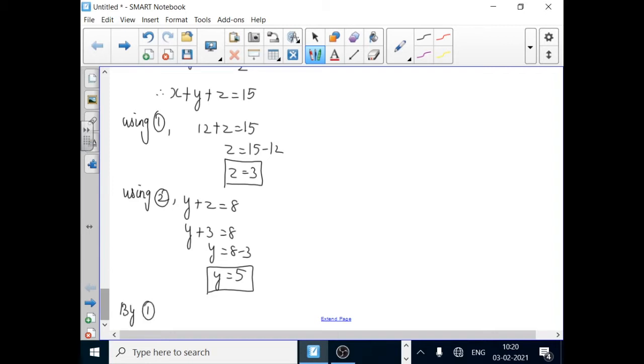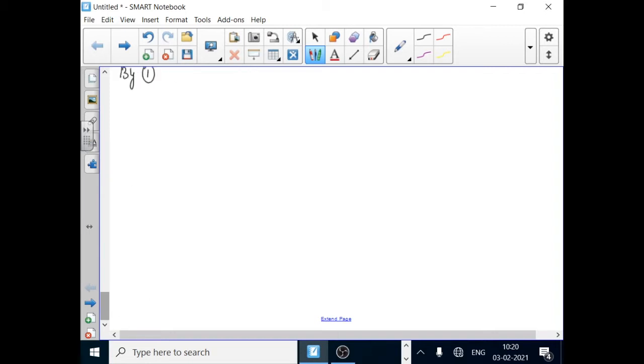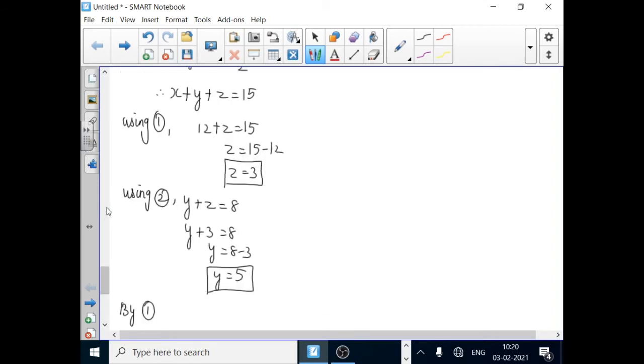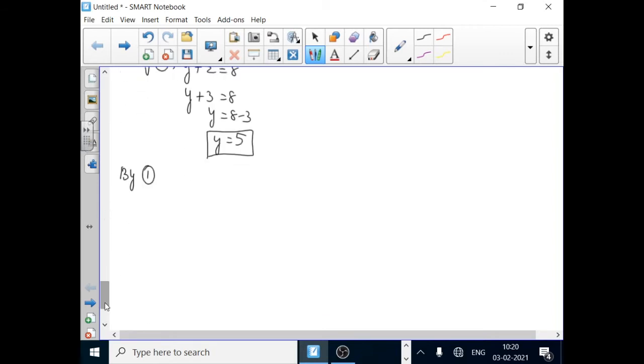X plus y equal to 12, by 1. X plus y is equal to 12. Instead of y you substitute 5. So, x plus 5 equal to 12. So, x equal to 12 minus 5. So, x equal to 7.